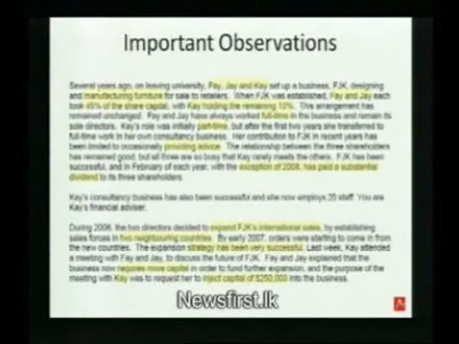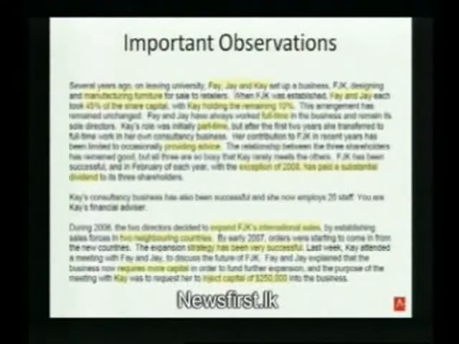And this remained unchanged. F and J have always worked full time in the business, remaining as sole directors. K's role was initially part-time, but after the first 2 years she transferred to full-time work in her own consultancy business, so she is not now involved at all. Her contribution to FJK in recent years has been limited, occasionally providing advice. The relations between the three shareholders have remained good, but all three are so busy that K rarely meets the others. So you are looking at a scenario where she doesn't have a lot of information as to what is happening.